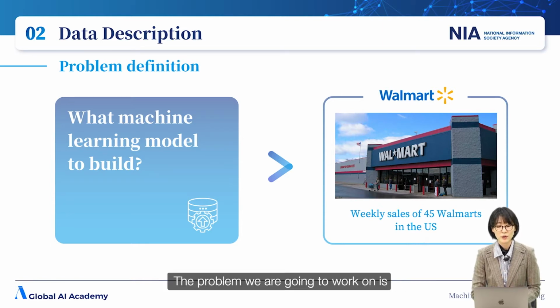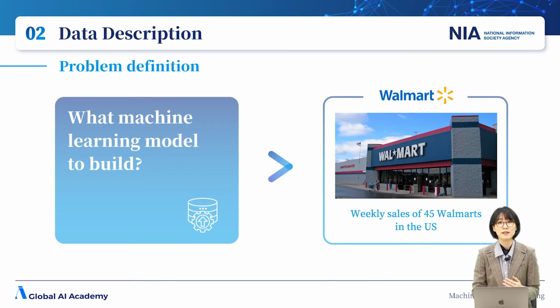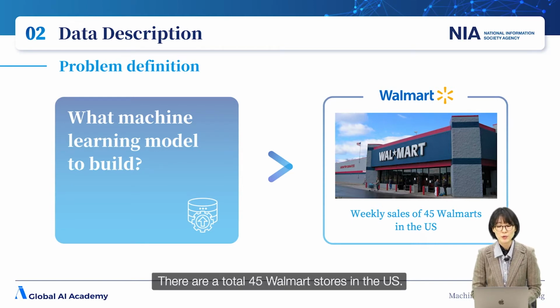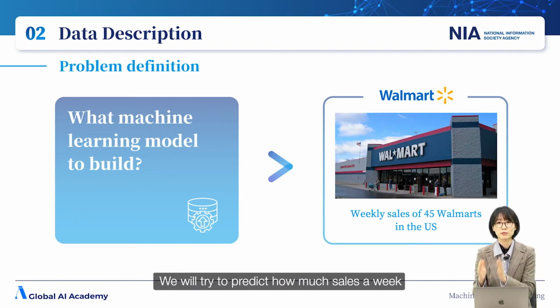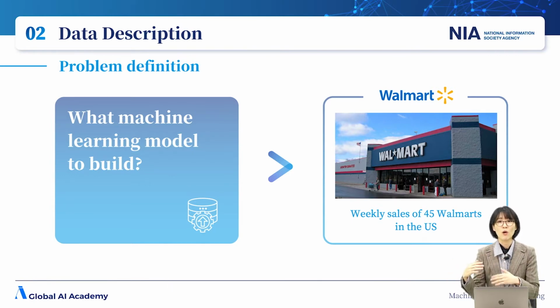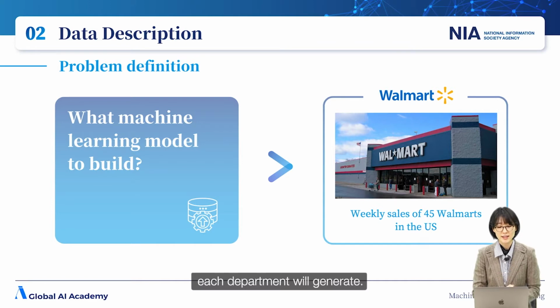The problem we are going to work on is to predict weekly sales of Walmart in the US. There are a total of 45 Walmart stores in the US. Each store has many departments. We will try to predict how much sales a week each department will generate.